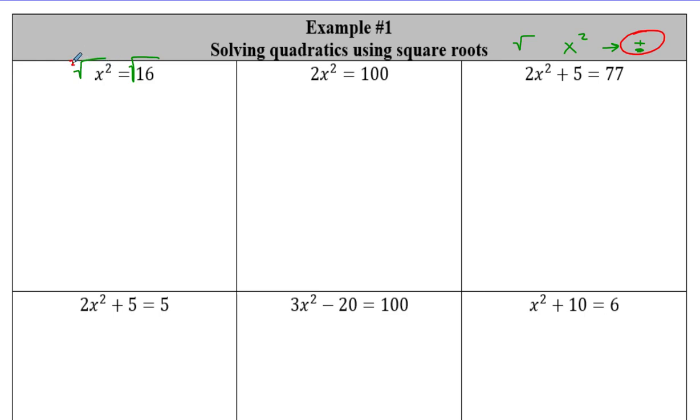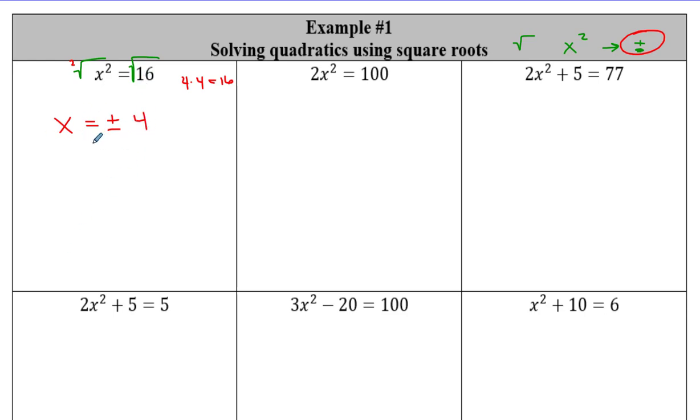This 2 matches this 2, so we can actually just get rid of the radical and we are left with just the x. If we square root of 16, 16 is a good whole number. We know that the square root of 16 is 4, right? 4 times 4 is equal to 16. We know that. So we got to use our plus minus. So we write plus minus, and then we have a 4 here.